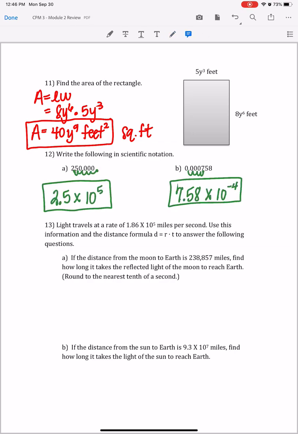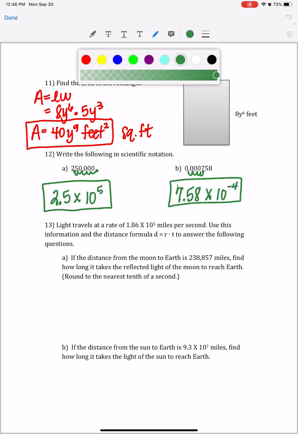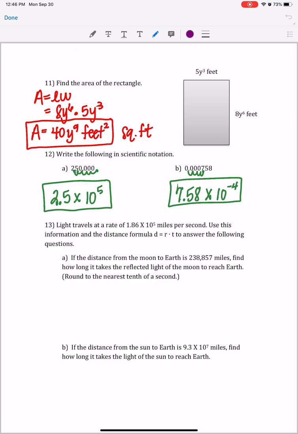And then we're going to finish this off with a word problem. Light travels at a rate of 1.86 times 10 to the 5th miles per second. Use this information and the distance formula, D equals R times T, to answer the following questions. Okay, so for all of these problems, this right here is my rate. It says at a rate of this speed, that is my R.